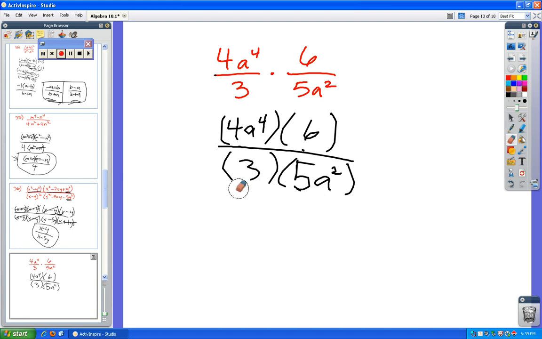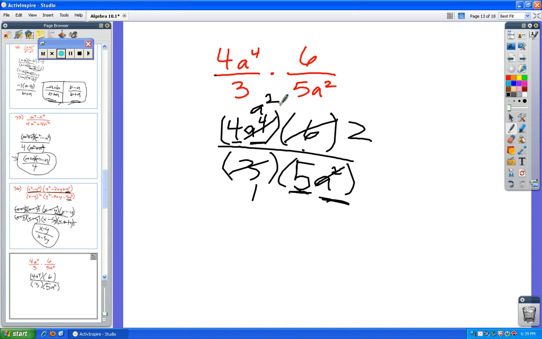Okay, so look, are there any factors we can cancel? The 3 and the 6, this becomes 1, this becomes 2. Anything else we can cancel? Now, don't look at it as 4a to the 4th. You look at the 4 separately, and you look at a to the 4th separately. Here's a 5 and a to the 2nd. So, we can cancel the a's. If I cancel, there are leftover a's on the top. A to the 2nd. Anything else you see that we can cancel?